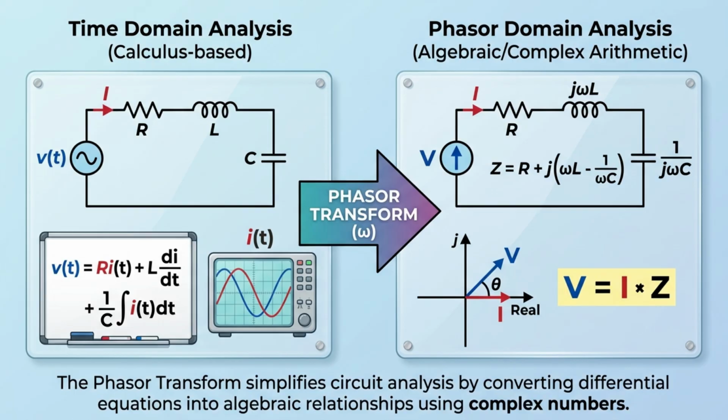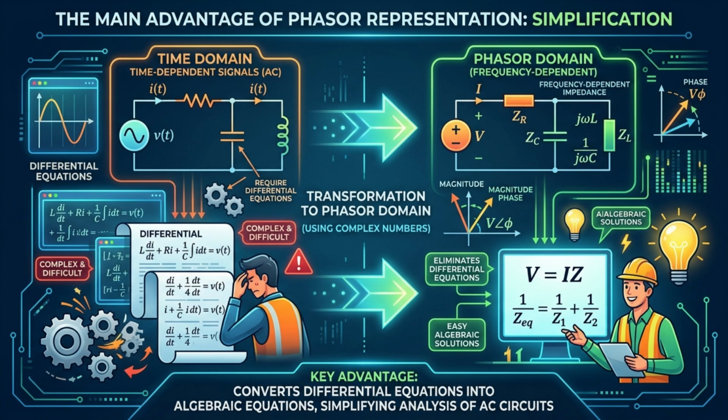This transformation allows engineers to replace calculus-based circuit equations with simpler algebraic expressions. As a result, impedance, voltage, and current relationships can be analyzed using straightforward complex arithmetic. The main advantage of phasor representation is simplification.